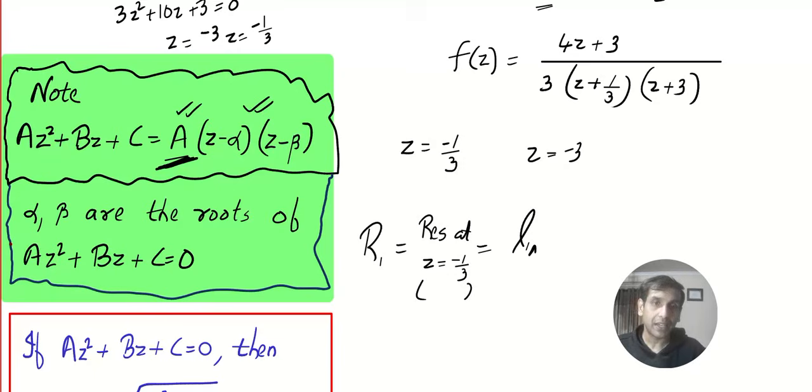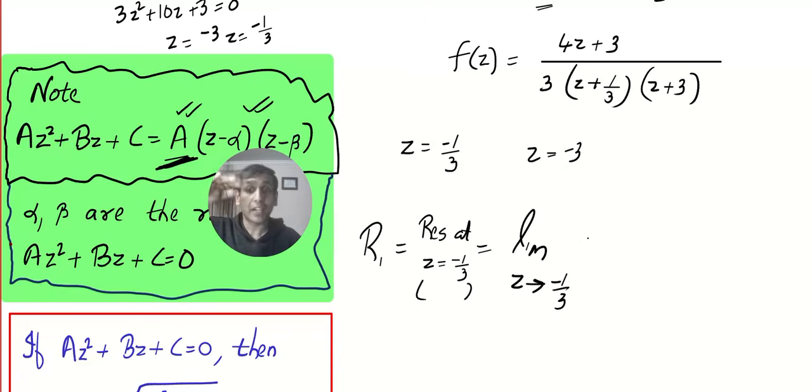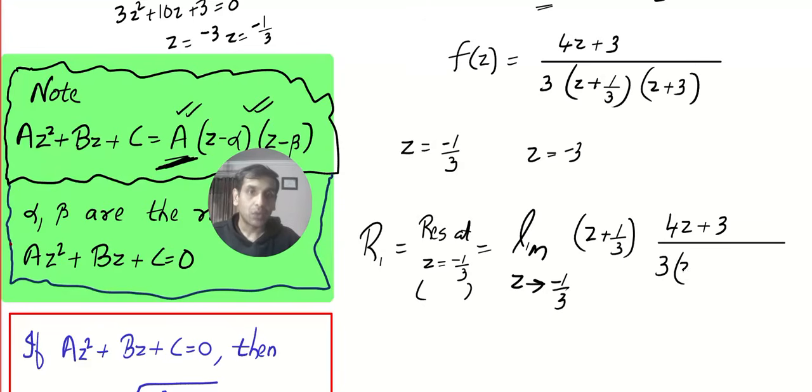What's the formula? Limit z tends to the troublemaker. Do we have to differentiate? No. That is only for a pole of higher order, more than 1. Z plus 1 by 3 multiplied by the function. I'm going to copy the function from here. I hope you can clearly see why we are doing this. We are trying to remove the portion which creates infinity.